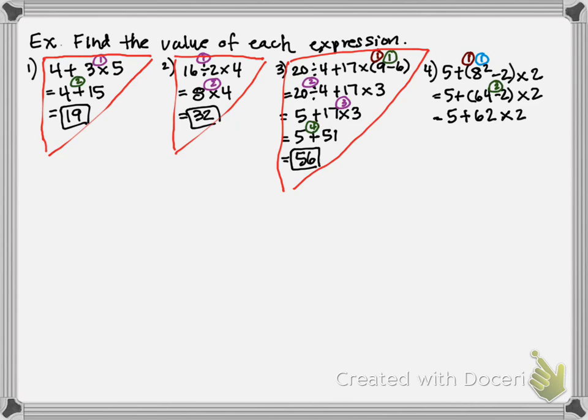So then I ask myself, okay, there's no more grouping symbol, there's no more exponents, do I have any multiplication or division? And the answer is, yep, you do. So the fourth operation is going to be that multiplication, and I get 5 plus, and then 62 times 2 is 124. And then the last thing I have here is addition, so that's my fifth operation. And 5 plus 124 is 129. And again, you should see upside down triangle.